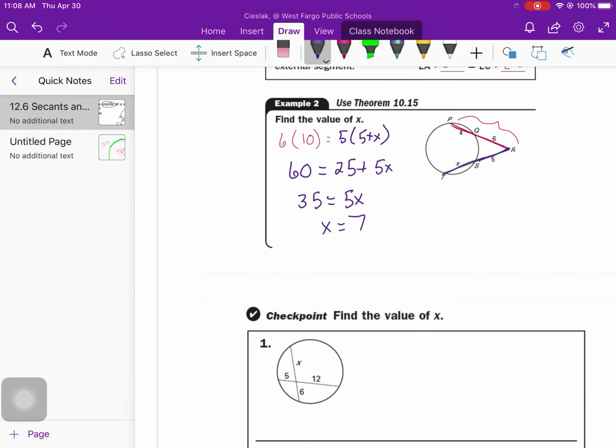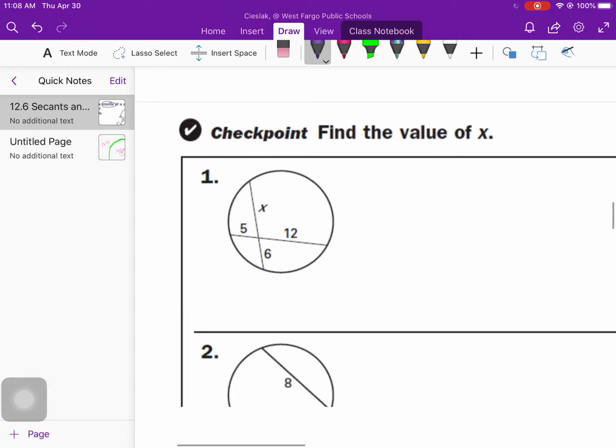Okay, next one is the exact, nope, just kidding. It's the second one. This first one isn't too bad. So this was our first theorem with chords. This one is just taking the product of the two.